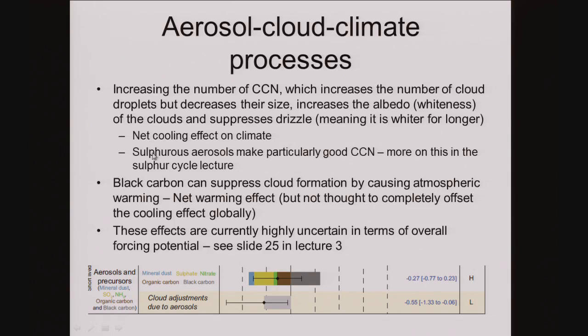And sulfur aerosols are quite good CCN. So that's probably why the matches are quite good. It's the sulfur in the match head which acts as a CCN. And James will talk about that later. But then this point here, black carbon can suppress cloud formation by causing atmospheric warming, and this is a net warming effect, but it's not thought to completely offset the cooling effect globally.